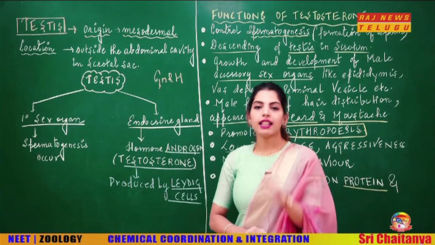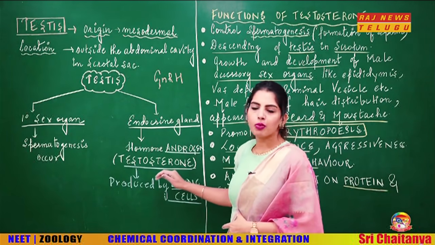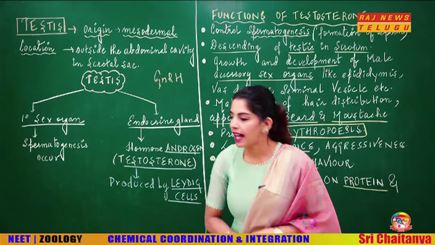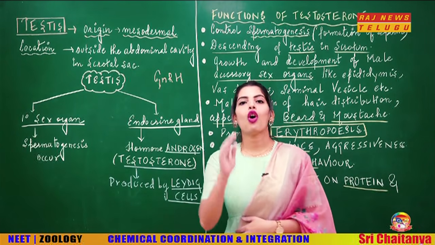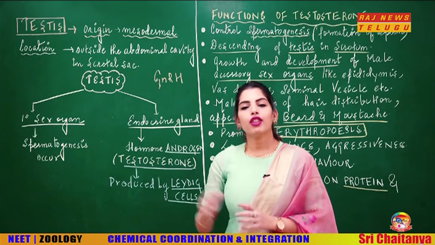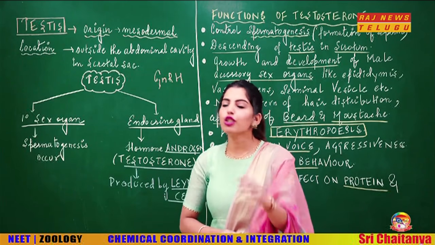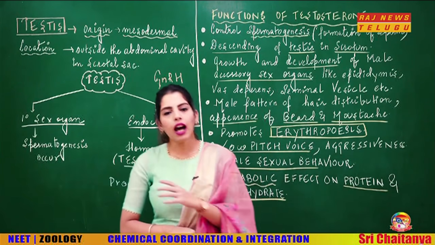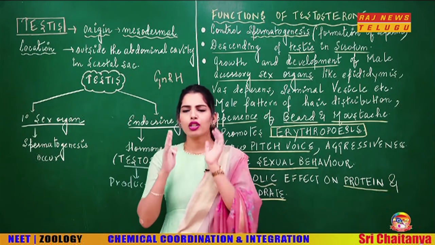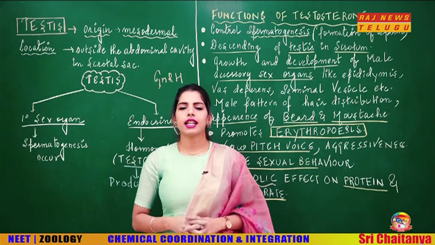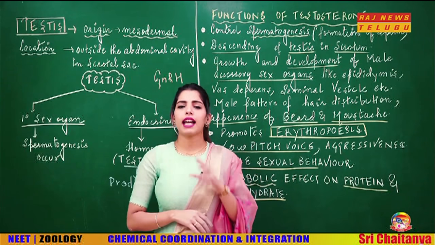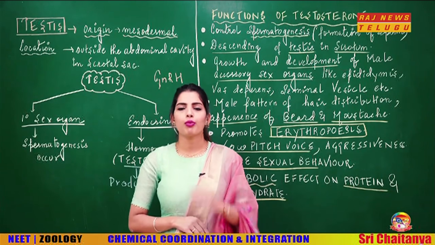Why did I say that? Because these androgens, which is primarily testosterone, is produced by the cells called the Leydig cells, or the other name called the interstitial cells. We are also going to talk about these cells in the human reproduction chapter. Now, all the functions of the testosterone are very easy, because all the characteristics that differentiate a male from a female are controlled by the male hormone androgens.